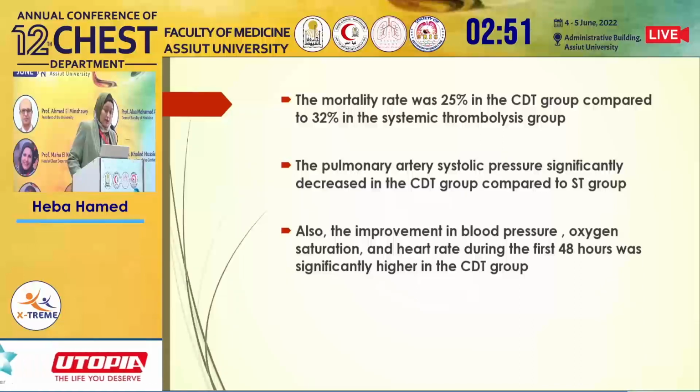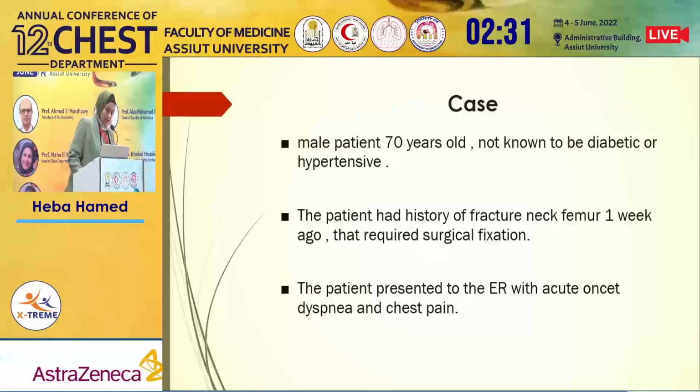The pulmonary artery systolic pressure significantly decreased in the catheter-directed therapy group compared to the systemic thrombolysis group. Also, the improvement in blood pressure, oxygen saturation, and heart rate during the first 48 hours was significantly higher in the catheter-directed therapy group. This is a case from the ones we worked on.